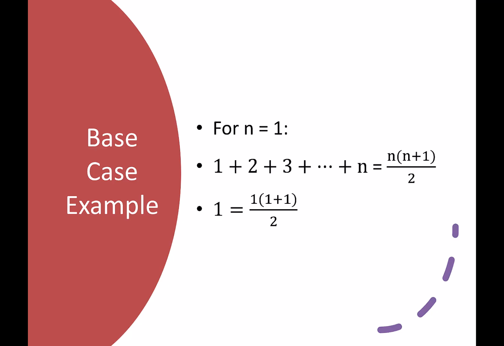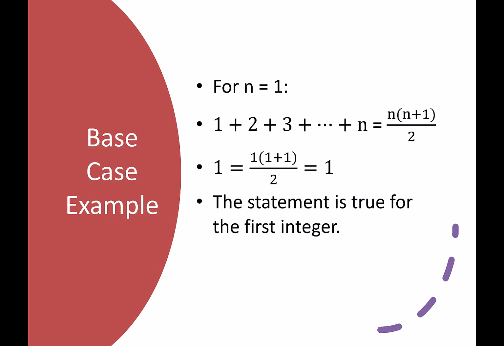So let's get started with our base case. This means we're substituting n is equal to 1. So on the left side, we just have the number 1. On the right side, we use our formula, 1 times 1 plus 1 over 2. Because 1 times 1 plus 1 over 2 simplifies to 1, we can see the left and the right are equal, and the statement is true for the first integer.